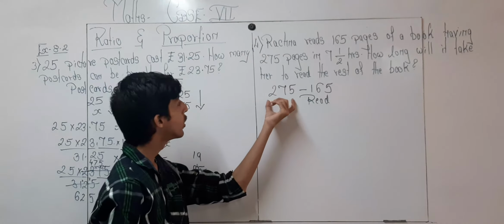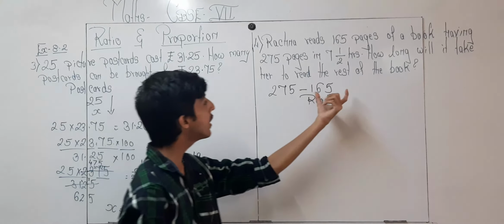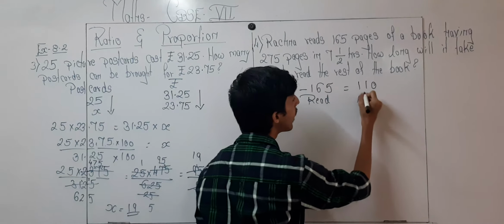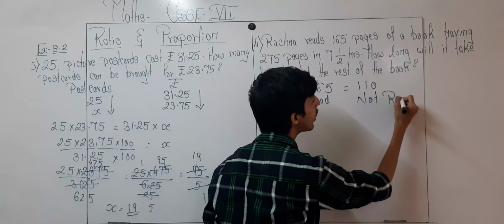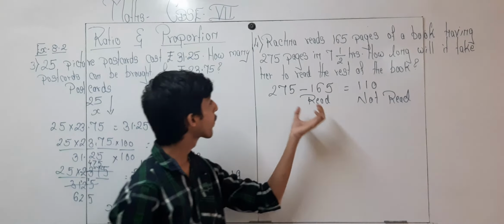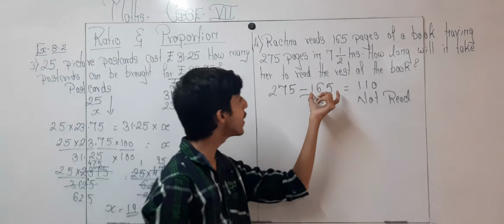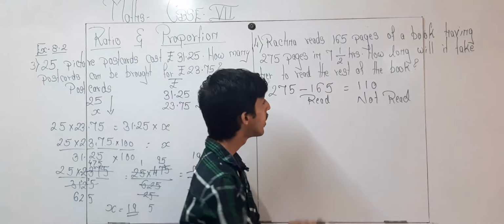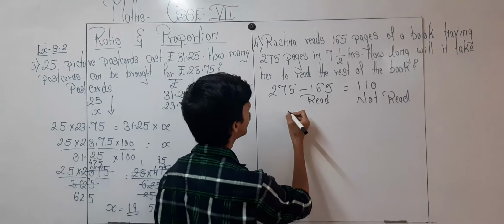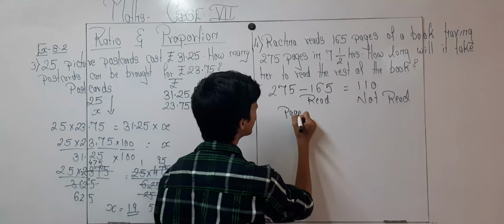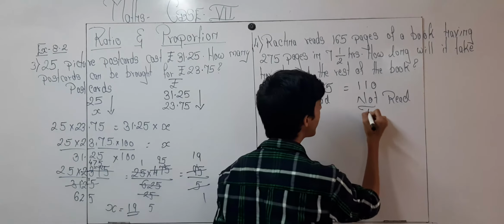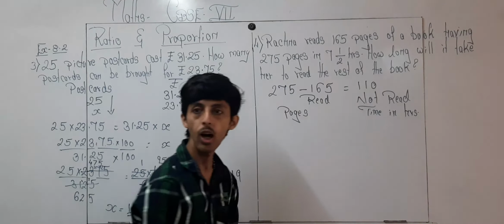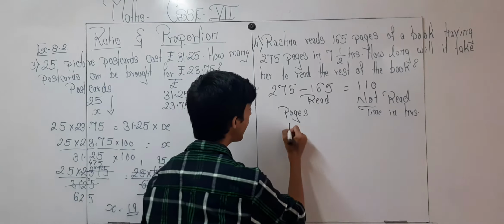So the book has 275 pages, out of that 165 pages are being read by her. So how many pages are remaining? 110 pages that are not read. Out of 275, 165 pages are read by her, which means 110 pages are not read by her. Now over here, pages and the time taken in hours.